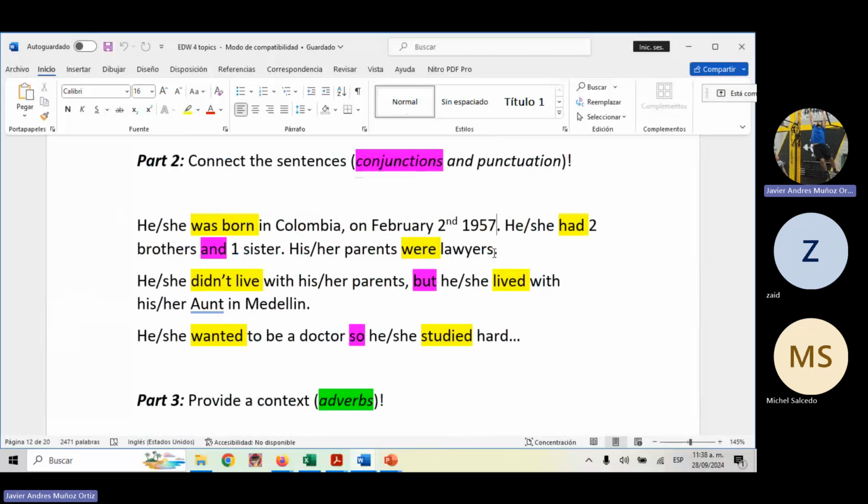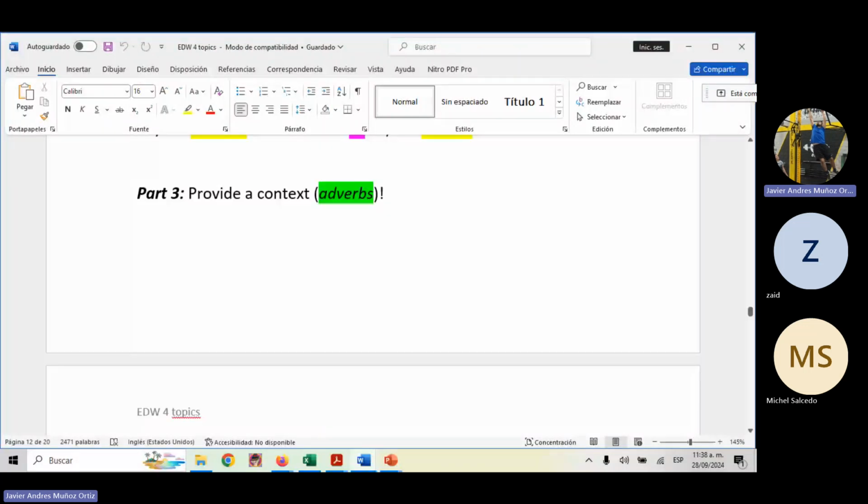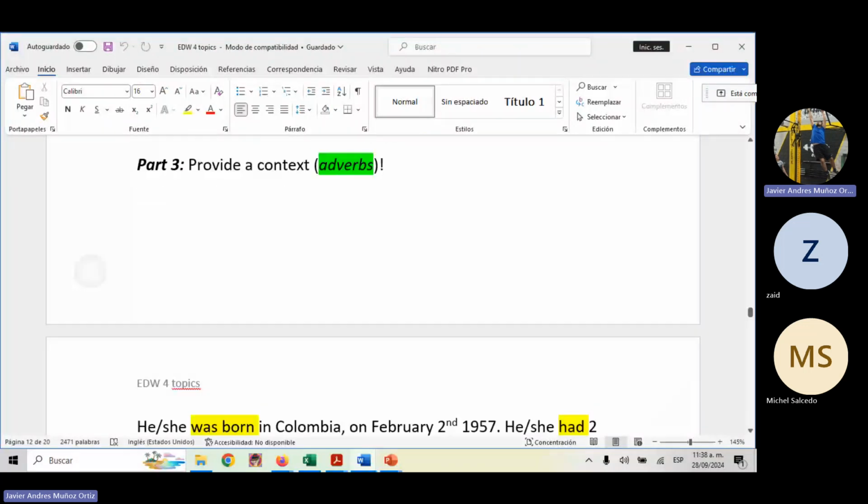Another paragraph. She didn't live with her parents. However, she lived with her aunt in Medellin. She wanted to be a doctor. Therefore, for instance, she studied hard. Look at that. Everything's mixed, everything's joined because of the punctuation and the conjunctions, right? Part 3, this is my third part, this proposal for you to follow to create your text.